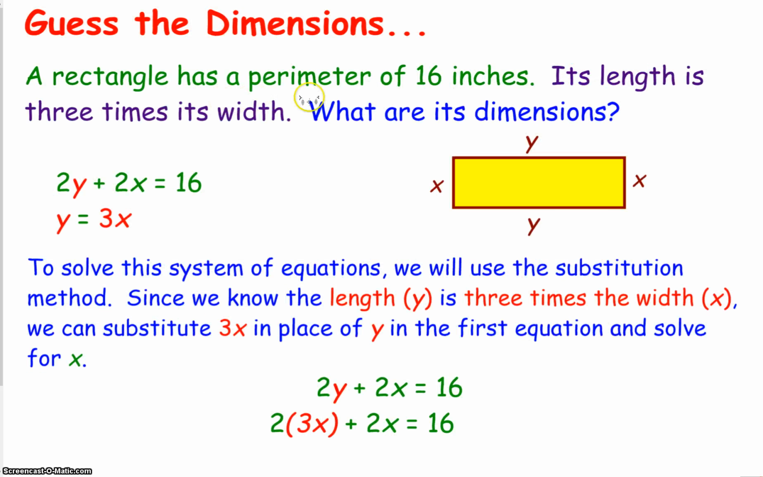Using that knowledge, we can solve the system. So a rectangle has a perimeter of 16 inches, and its length is 3 times its width. What are the dimensions? So here's our system. To solve this system of equations, we will use the substitution method. Since we know the length, or y, is 3 times the width, we can substitute 3x in place of y in the first equation and solve for x.